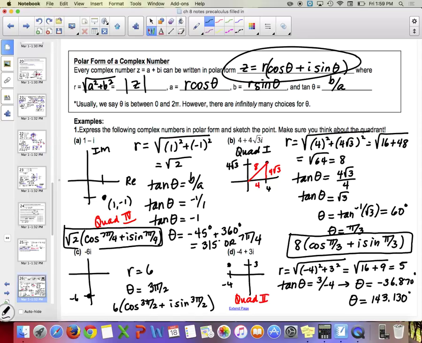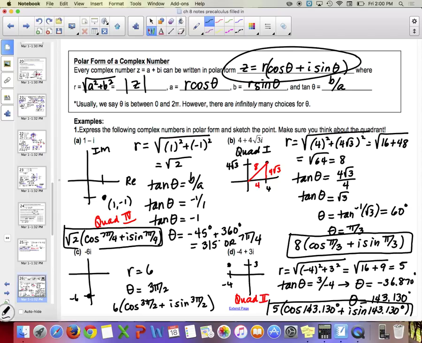So our answer then is going to be r, which is 5. So at least the r came out nice. Sometimes the r is not nice either. I would just leave it in its square root form if it's not nice. And then I'm going to have cosine of 143.130 degrees plus i sine of 143.130 degrees. And that is your answer.